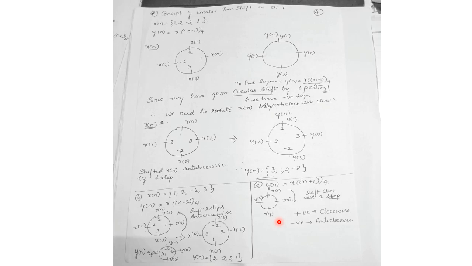So let us consider the third problem. Here y of n is equal to x of n plus 1 modulus of 4. X of n will be the input signal sequence, and y of n will be represented as x of n plus 1 modulus of 4. That means here you have to shift one step in the clockwise direction, because in x of n plus 1, 1 means one step and plus means clockwise direction. Minus means anti-clockwise direction. After shifting one step in the clockwise direction, the value which you get will be your y of n.